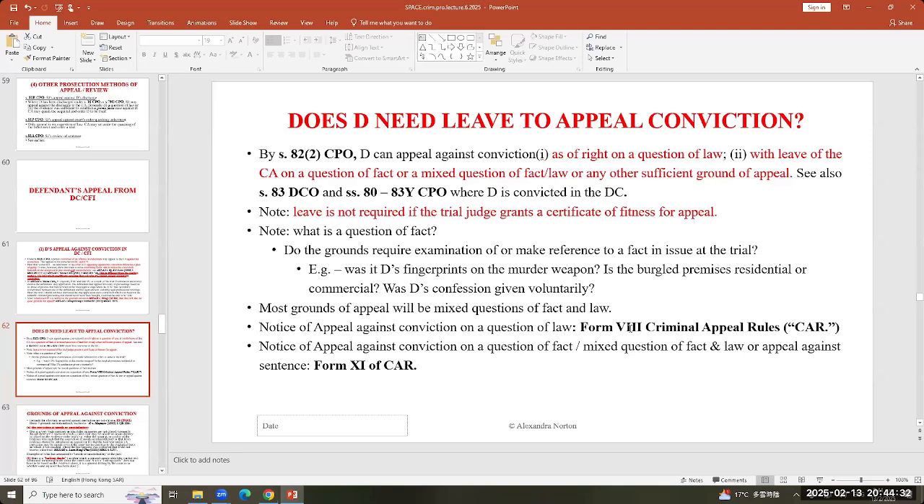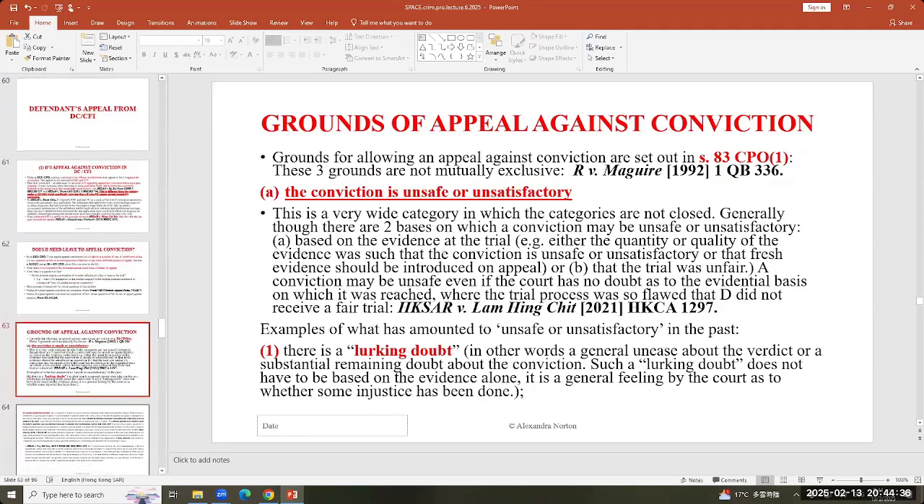So if you don't need leave, you can use Form 8. If you do need leave, you use Form 11. What grounds can you appeal on? They're set out in Section 83. So the conviction is unsafe or unsatisfactory.